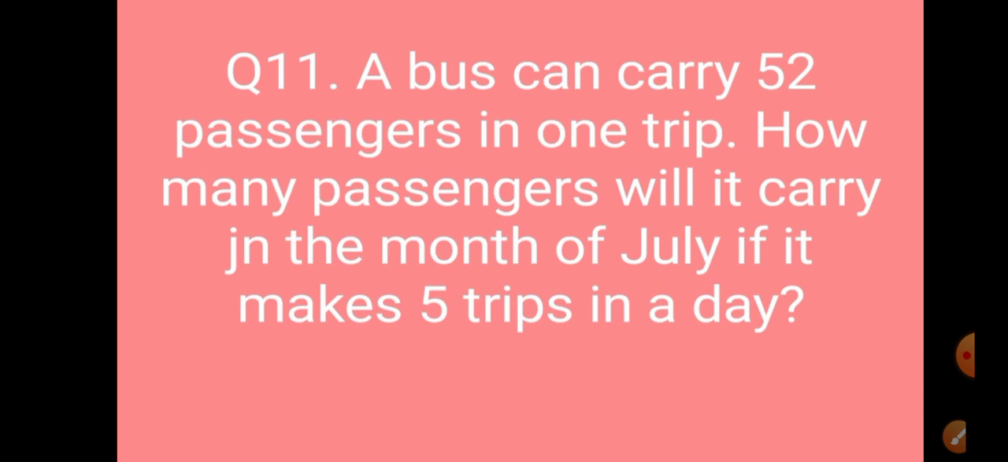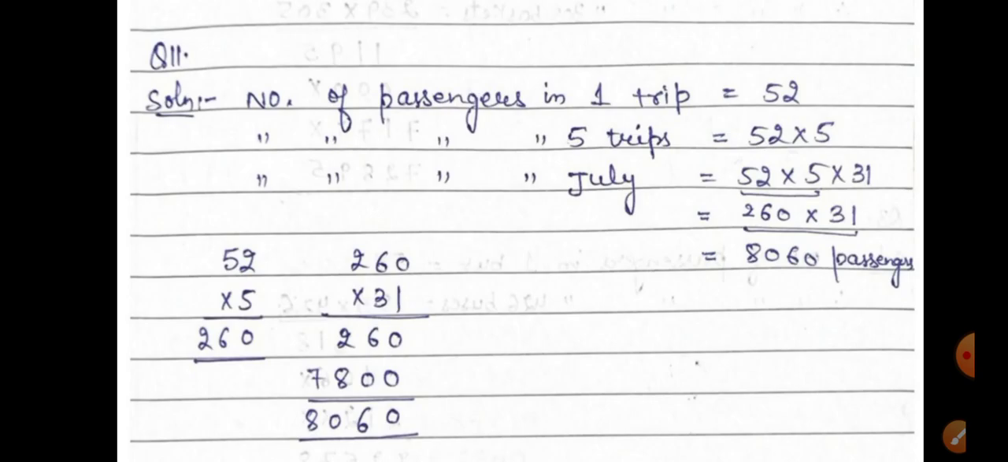Next example is, a bus can carry 52 passengers in one trip. How many passengers will it carry in the month of July if it makes 5 trips in a day? So number of passengers in one trip, okay, that is 52. Number of passengers in 5 trips. One trip में पता है हमें कितने गए? 52 passengers. So 5 में कितने होंगे? 52 into 5. Okay, 5 trips के आगे.